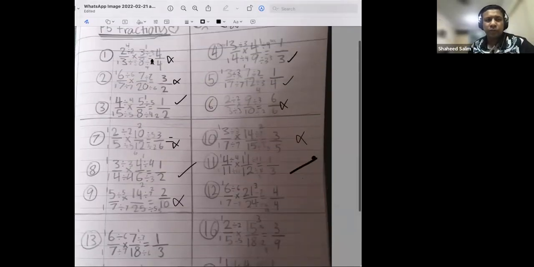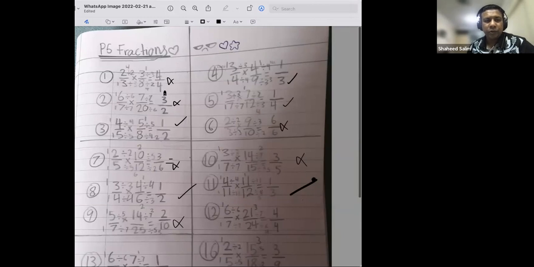Amara, we're going to go through this one first. So the first two are not correct. Let us go through step by step. It could be your timetable that is the issue.